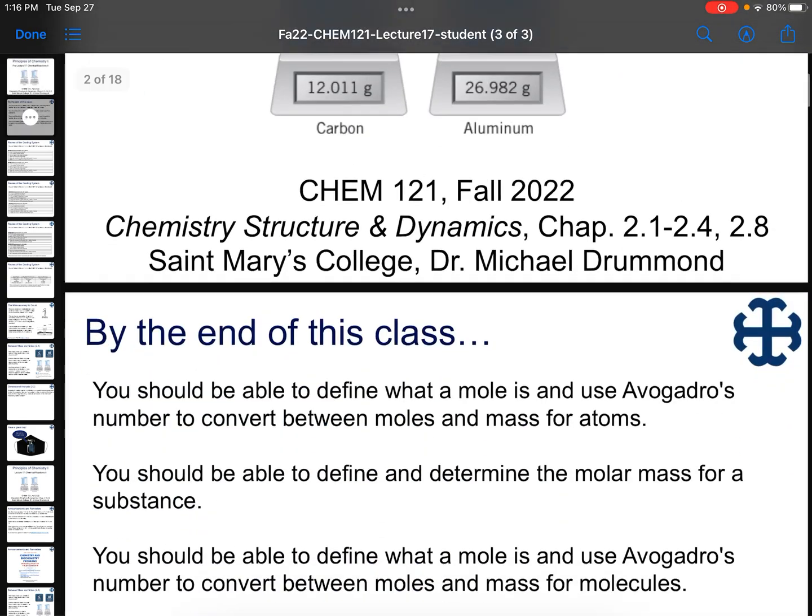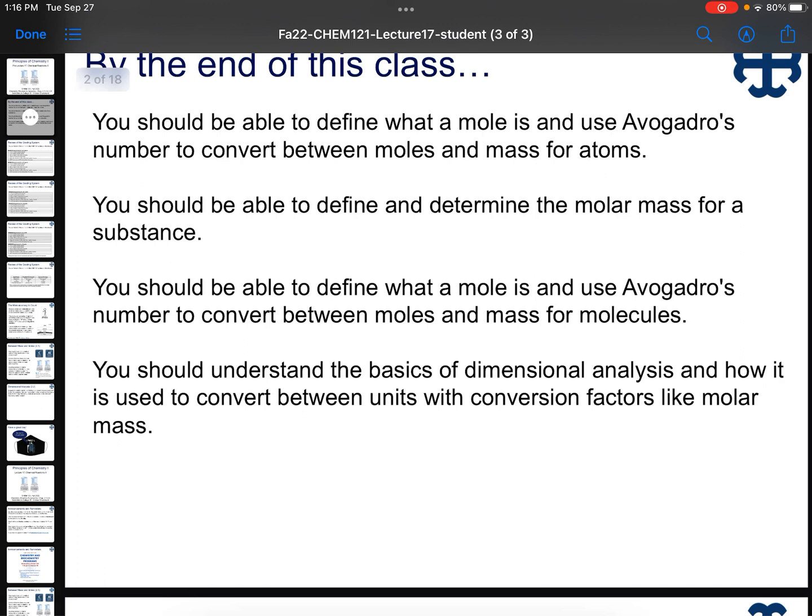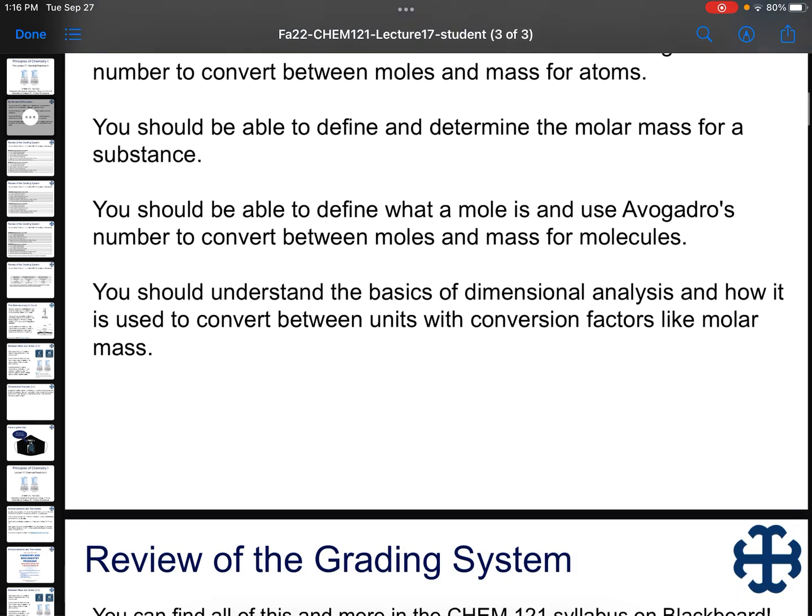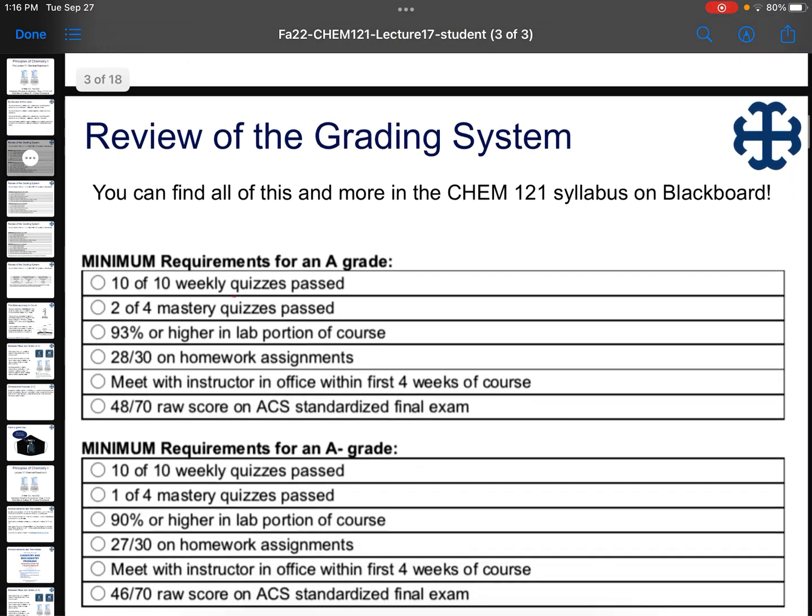So getting into things, by the end of this class you should be able to define Avogadro's number, convert between moles and mass, and also a number of atoms. You should be able to define the molar mass of a substance and also use the mole and Avogadro's number to convert between moles and mass and number of molecules. And then finally, you should also understand the basics of dimensional analysis and how it can be used to convert between units with conversion factors such as molar mass.